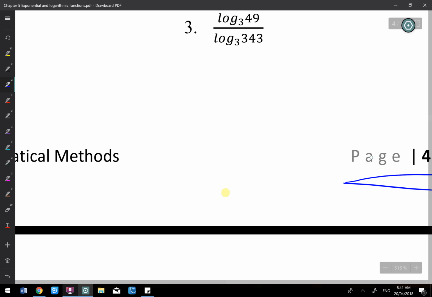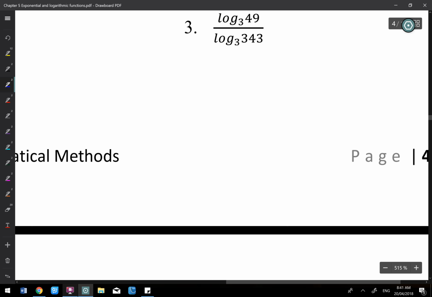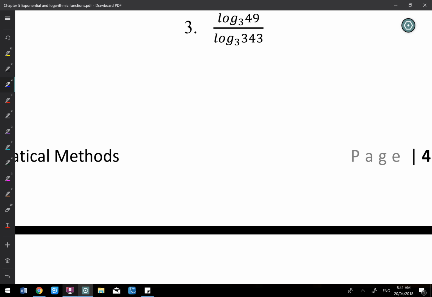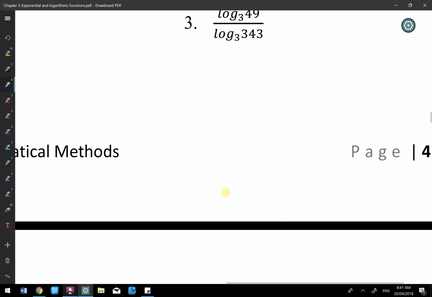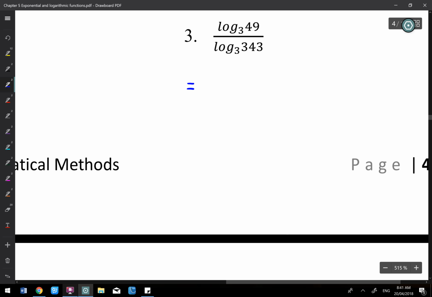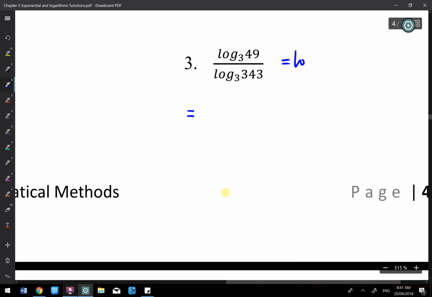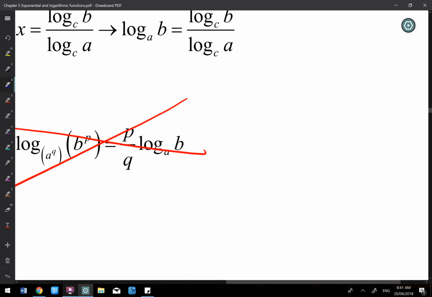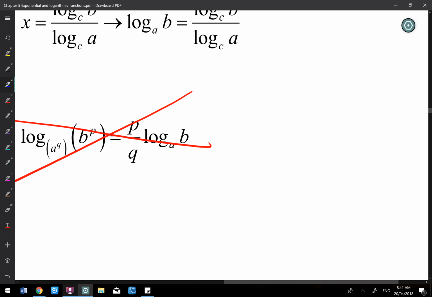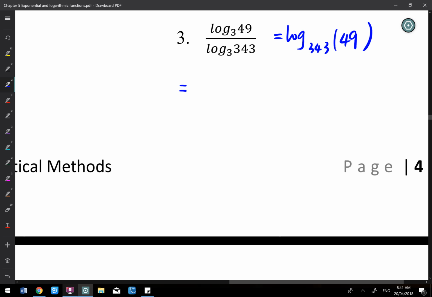And the third one is the one I mentioned, that students get wrong the most. We can't divide the 49 and 343. What we should do, well, we can use change of base, but there's no point. If we use change of base, that's log 343 and then 49. It doesn't really work. You can't use the one I crossed out to find the answer, and I don't want you to remember the extra thing. So don't do that.